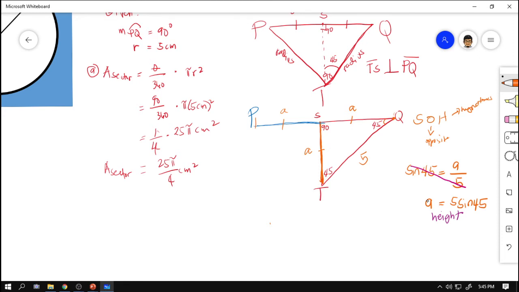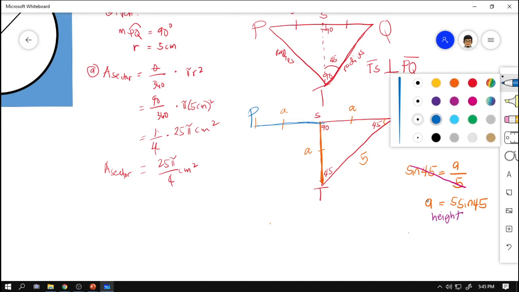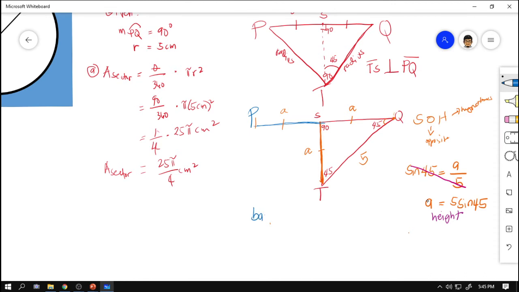Okay? Now, the base, nabray natin yan. So, the base now is equal to twice the value of A. Yung length ni A, doblihin mo lang. Yung A natin ay 5 sine 45. So, yung base natin is equal to 2 times 5 sine 45.